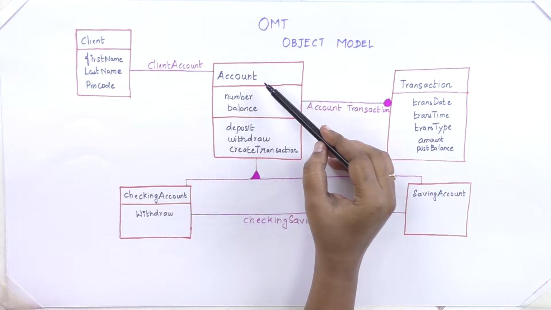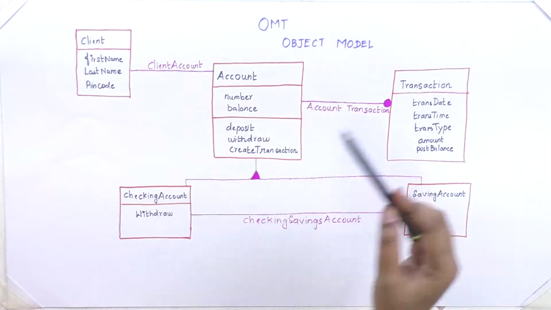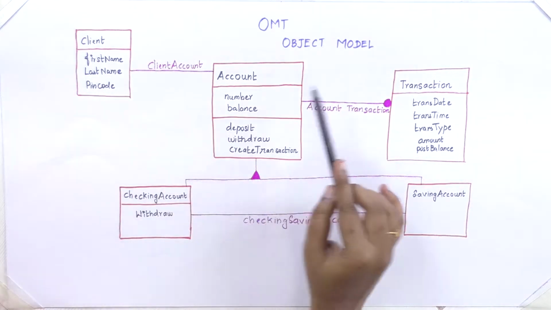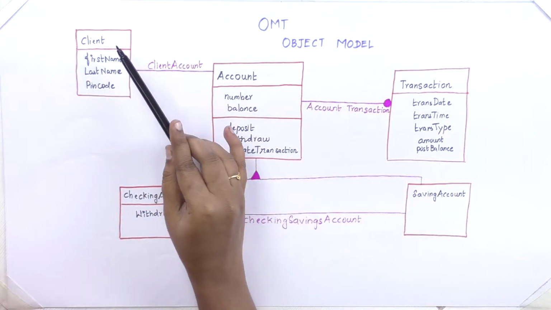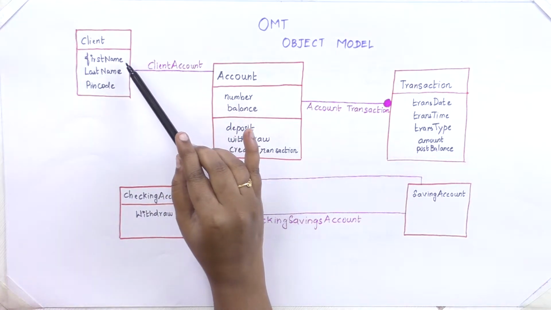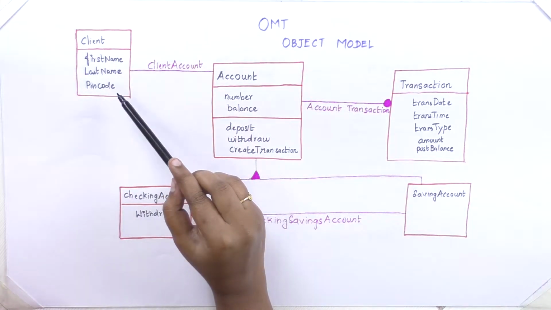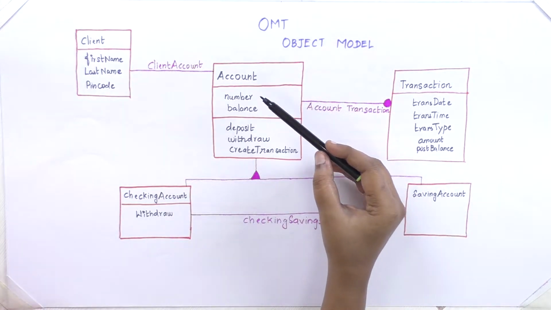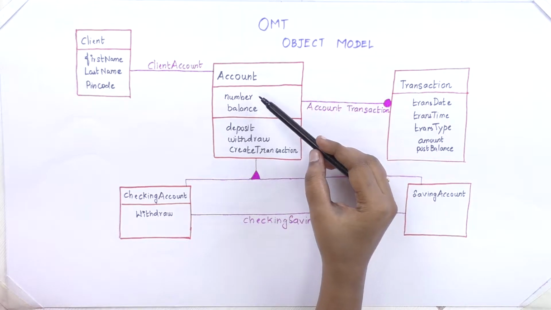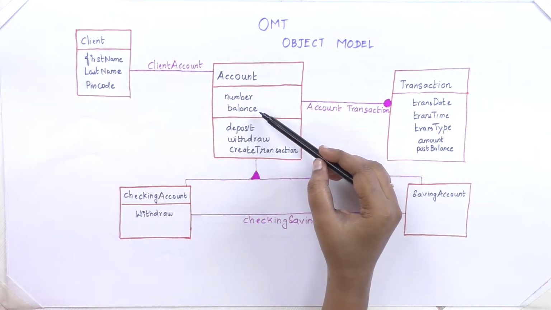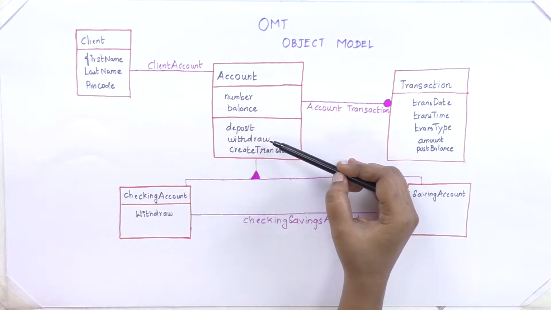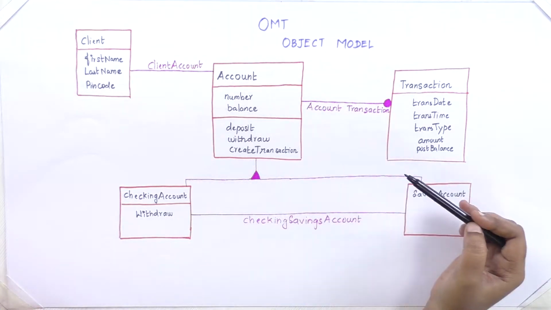This is a client class, this is an account class, this is a transaction class, this is a checking account class, and this is a savings account class. In the client class, you will be having attributes like first name, last name, pin code. In the account class, you will be having attributes like number and balance, the account number and the balance in the account. And you will be having functions like depositing to the account, withdrawing from the account, creating the transaction.